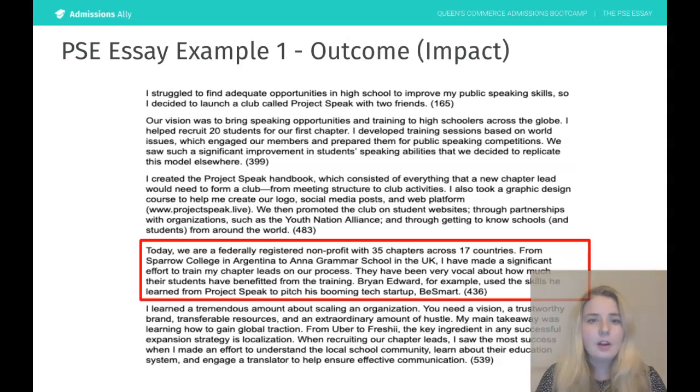So today we are a federally recognized nonprofit with 35 chapters across 75 countries. So that's directly showing what that impact was on a global scale. So they were able to expand, they were able to influence people on a global level, which is really interesting and impactful and exactly the type of person that Queen's Commerce is looking for.